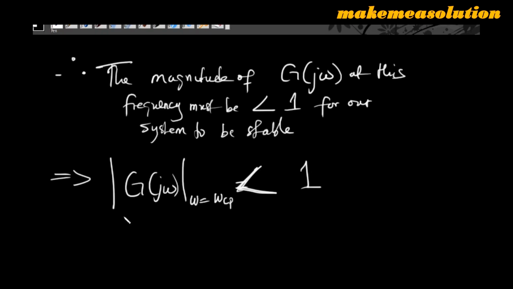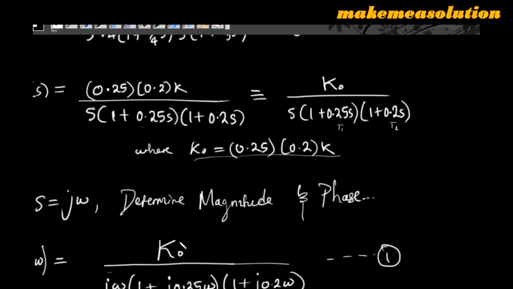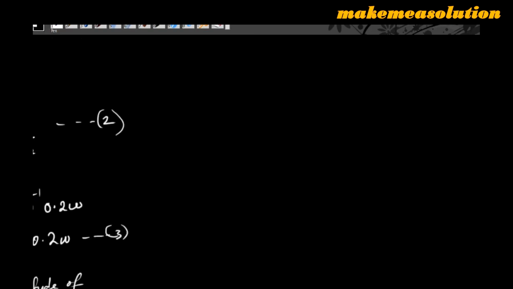So if you remember this particular expression, you can actually get this expression from here. Okay, that's our magnitude expression. So this is the magnitude expression. So if you solve this magnitude by replacing omega with omega CP, you will now get the parameters that you make K restricted to in order to make the system stable.